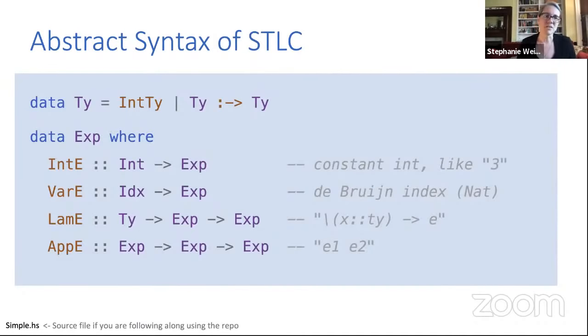So for the types that we're going to work with, our base type is going to be some kind of integer type, and then we have function types. In our expression type, we have four different kinds of expressions. We have integer expressions, which are just literal numbers like 3, some kind of base value. We have variables. This IDX type is the type I'm going to be using for de Bruijn indices. I'll unpack what this is in a little bit. For right now, just think of this as a natural number type. This is just Nat. And then we have our lambda expressions, which talk about what the type of the binder is and the body of the lambda expression, and then applications.